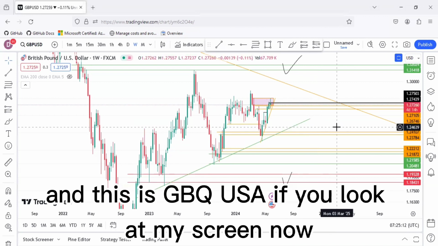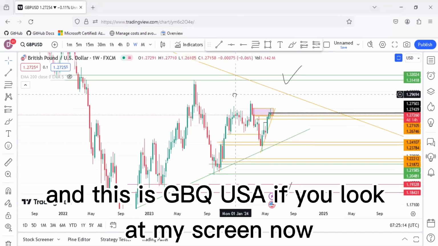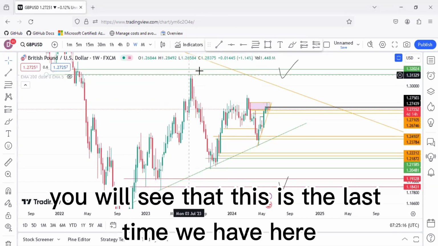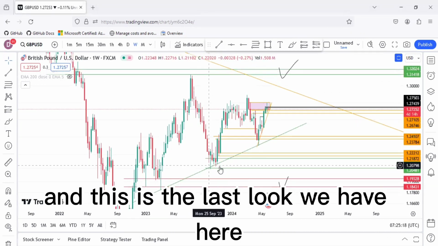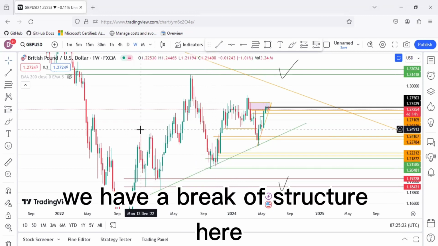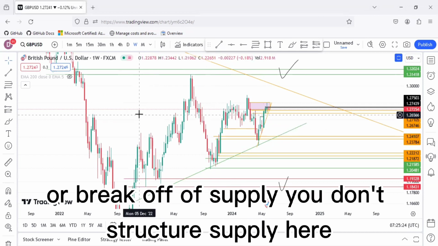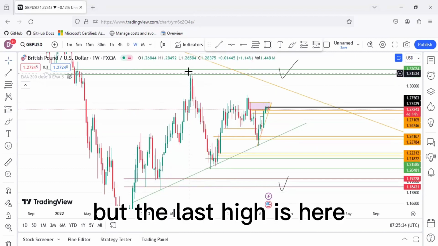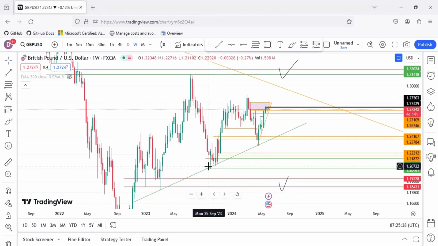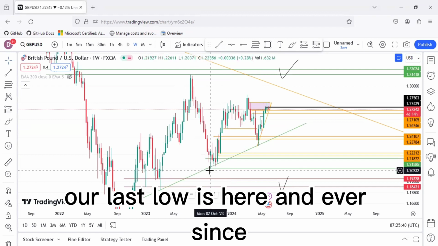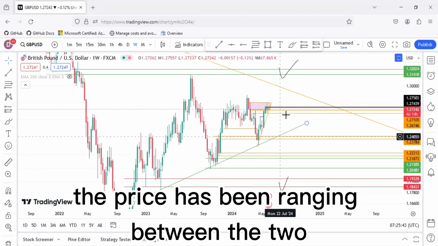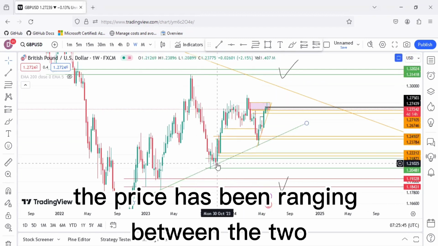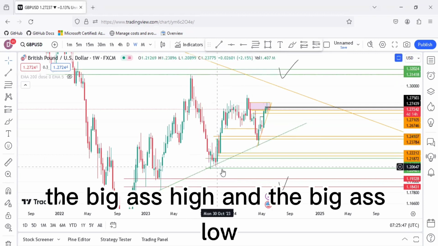And this is GBP USD. If you look at my screen now, you will see that this is the last high we have here, and this is the last low we have here. You have a break of structure here, or break of supply, either structure or supply. But the last high is here, our last low is here, and ever since, the price has been ranging between the previous high and the previous low.